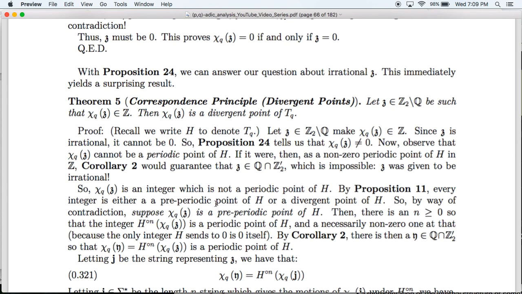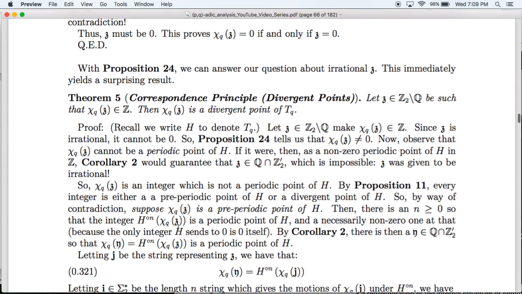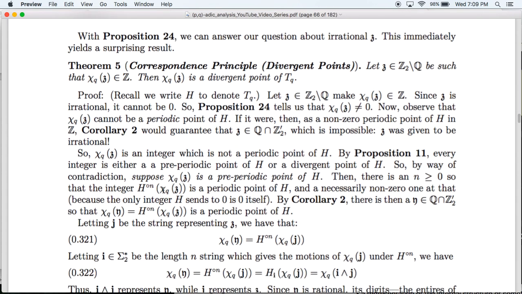So by way of contradiction, let's suppose chi-q of z is pre-periodic. Then there's going to be some n greater than or equal to 0 such that H circle n of chi-q of z is a periodic point of H, and necessarily a non-zero one at that, because we know that chi-q of z is not 0, and the only integer that H sends to 0 is 0 itself. The proof here is the following idea.